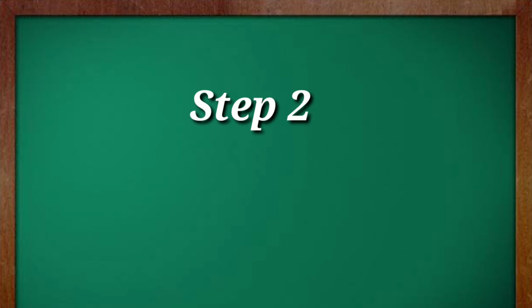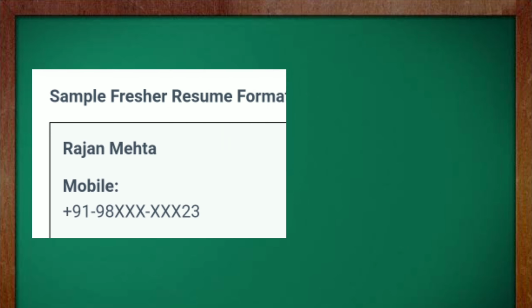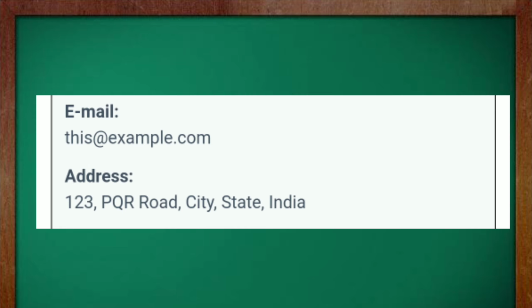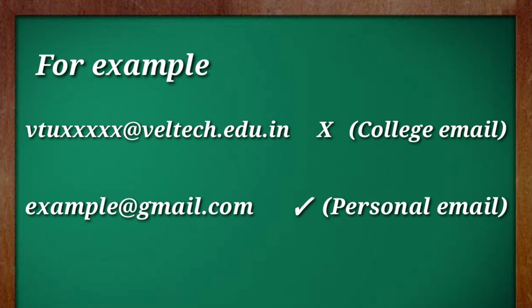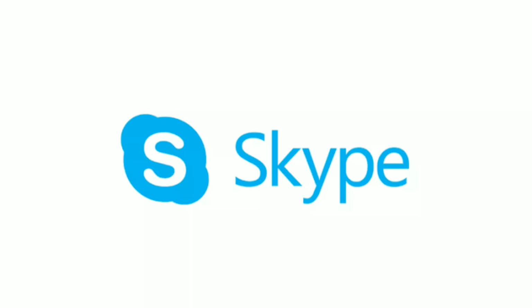And the next step is mentioning your personal details and contact information. First, give your full name and your contact number with the country code. Mention your address and give your email ID. Please don't give your college email ID, it is better to give your personal mail ID. You can also give your LinkedIn profile or Skype ID.